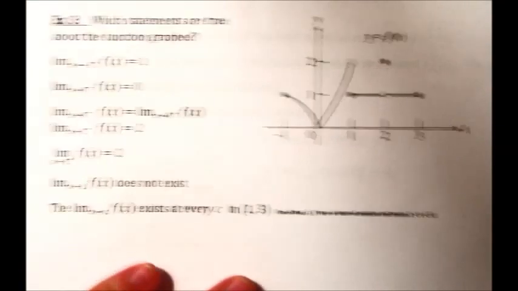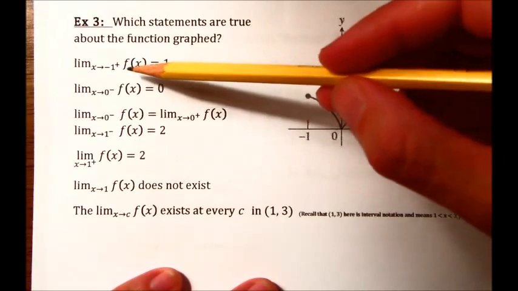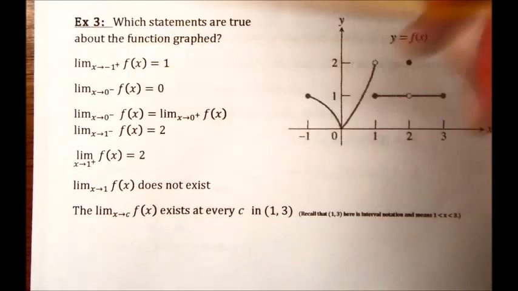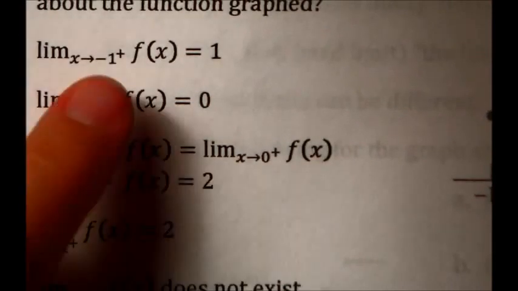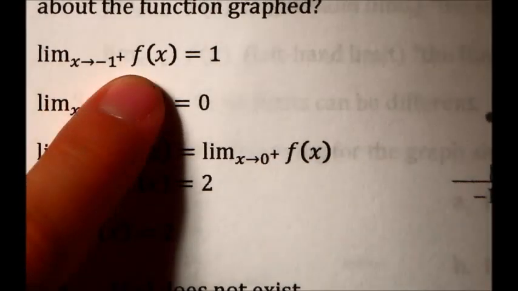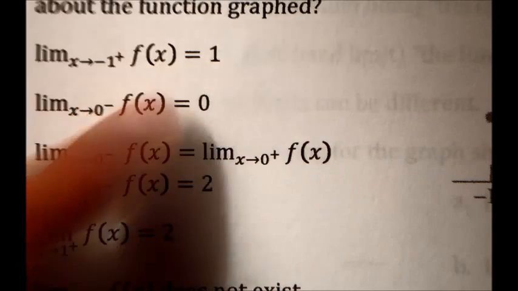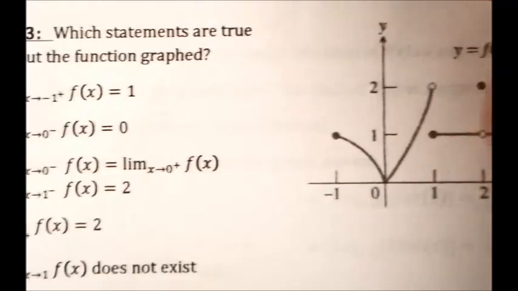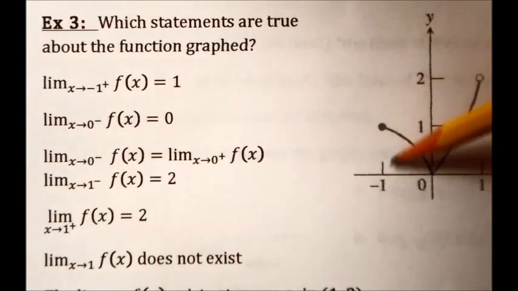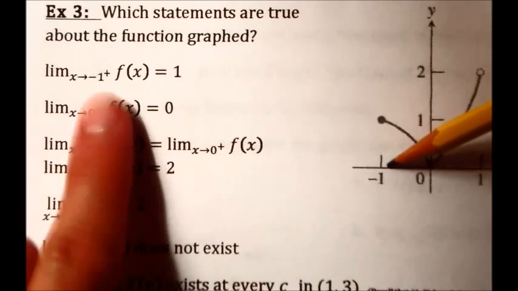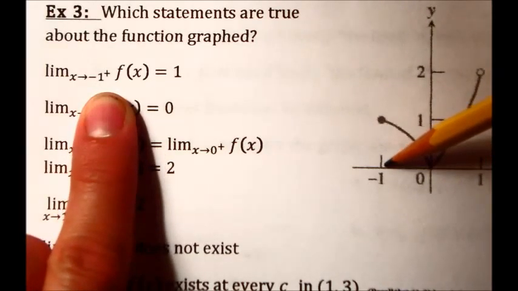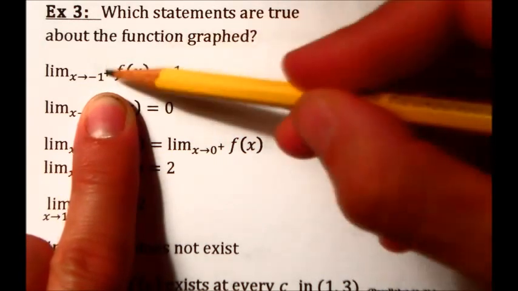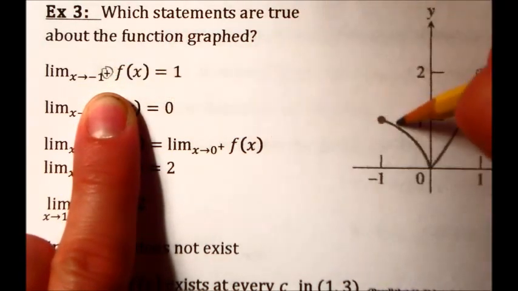Okay, here it is. So we have a limit as x approaches, and you can see the little subscript there. It's -1, and the plus means from the right, of the function equals 1. Okay, is that true? Let's look at -1 here. Now it's an x, right? So we're looking at x equals -1. We're actually approaching it from the right. Okay, so we're right here, moving along.